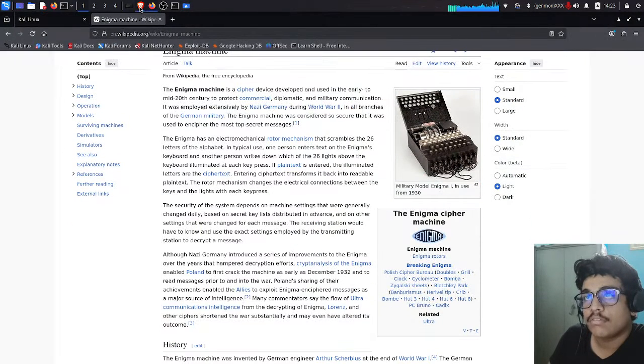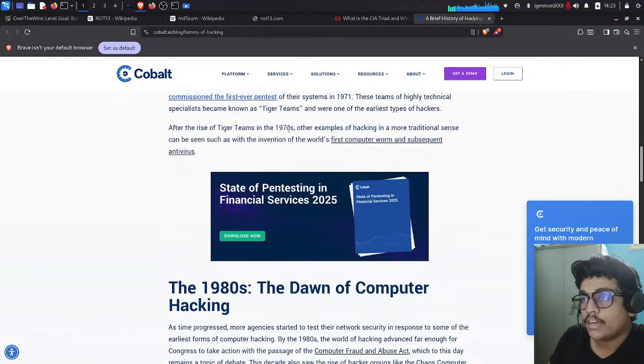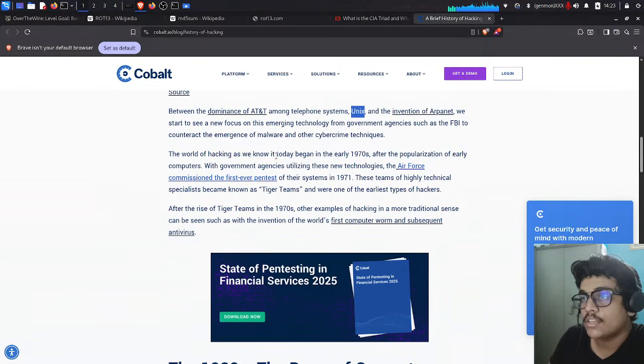This is the history of hacking. After the rise of Tiger teams, the world of hacking as we know it today begins in the early 1970s, after the popularization of early computers with government agencies utilizing them. Back in the time, computers were only operated by government and military agencies. They were not accessed by everyone. A set of computers was provided to institutions for study and research purposes. These teams of highly technical specialists became known as tiger teams and were one of the earliest types of hackers.